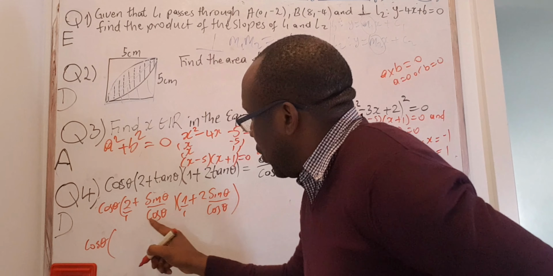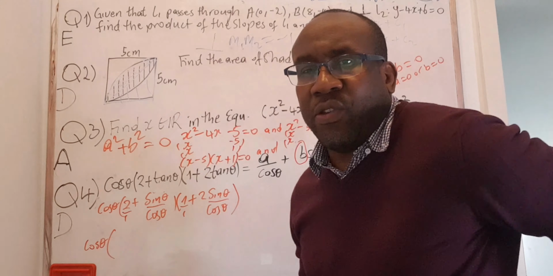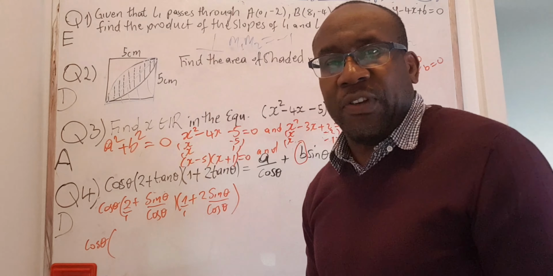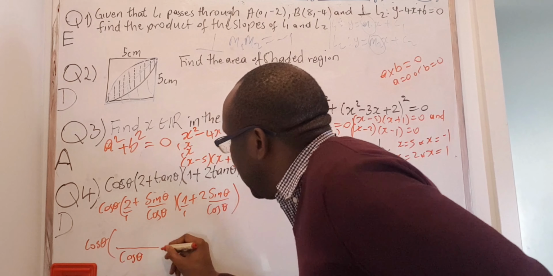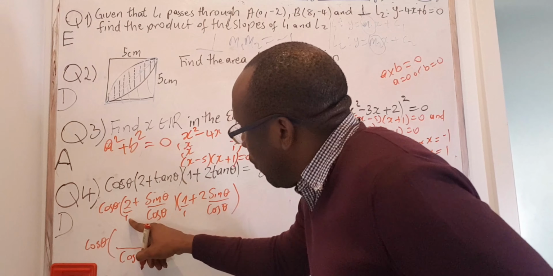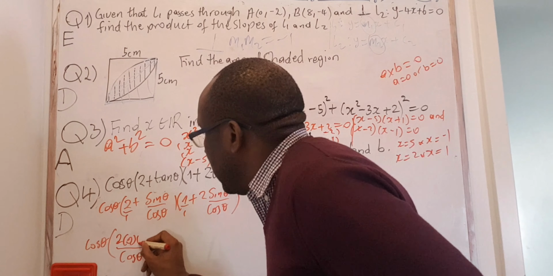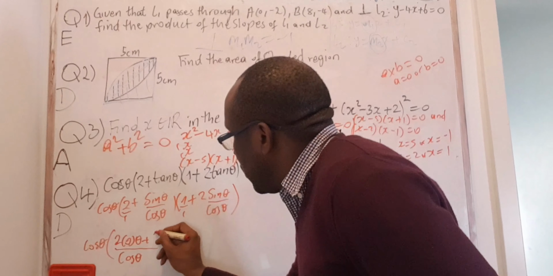But then it's easy because I can use the denominator as cosine theta. Since the easiest denominator you can use when you have to sum two fractions is to take the product of the denominators. So I can write here cosine theta as the denominator. Cosine theta divided by 1 is cosine theta. Times 2 is 2 cosine theta. Cosine theta divided by cosine theta is 1. 1 times sine theta is plus sine theta.